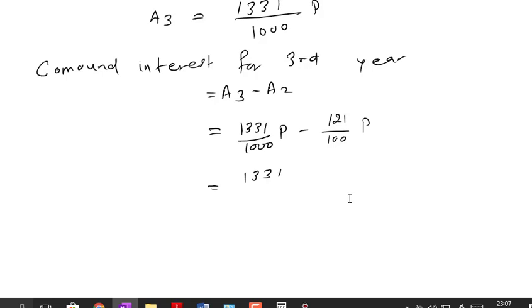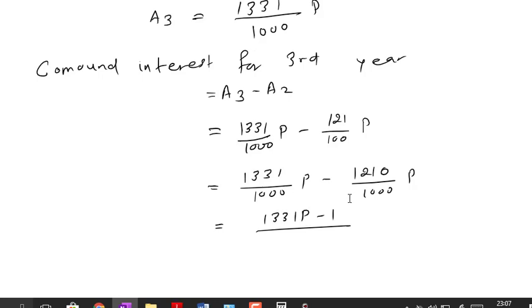This gives us 1331 divided by 1000 p minus 1210 divided by 1000 p. I have multiplied and divided by 10, so the denominator became 1000. Now my numerator will be 1331 p minus 1210 p, whole divided by 1000.